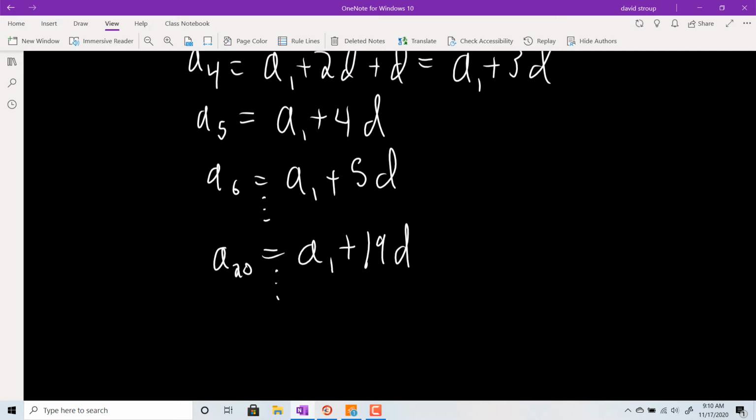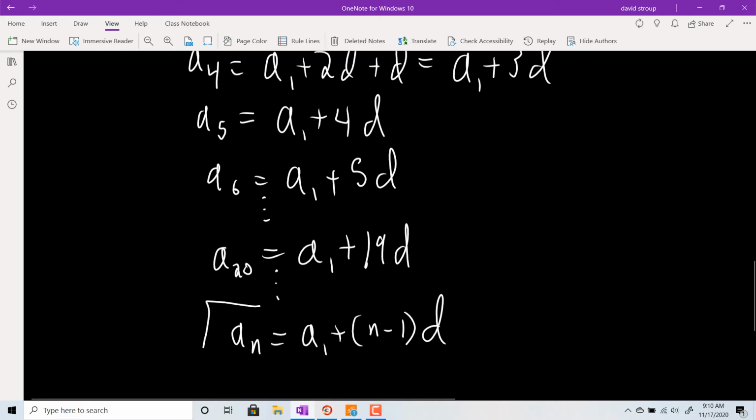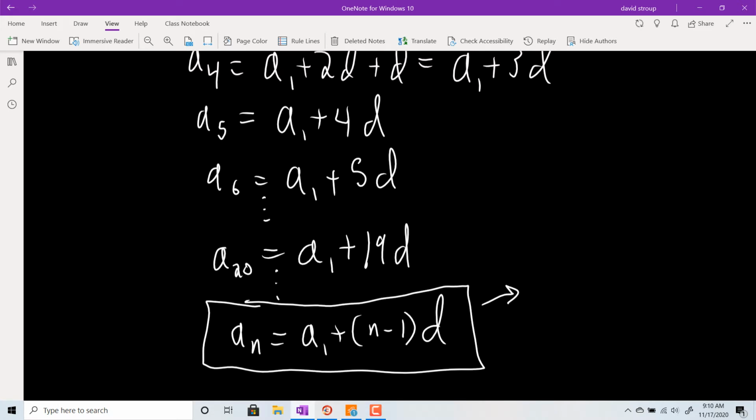So in general, if we wanted our nth term formula or our general formula, it should be a sub n equals a sub 1 plus 1 less than n times d. And that is the thing we're after. This guy right here is our nth term formula, or as we said above, the general term formula.